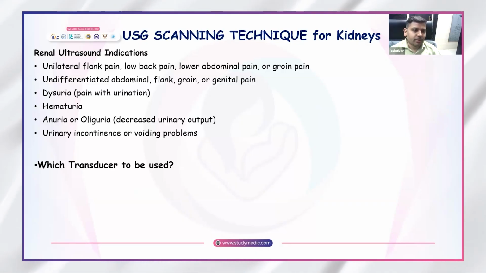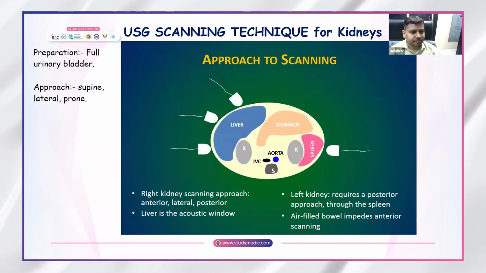The usual indications for ultrasound examination of kidneys are flank pain, urinary complaints like dysuria, hematuria, anuria, oliguria, and urinary incontinence, voiding problems, and of course for evaluation of renal parenchymal disease. For examination of the kidneys, the preparation required is a full bladder. For kidneys and urinary bladder, we need to do the examination of KUB together. So it's always a mandatory requirement that the bladder is full.